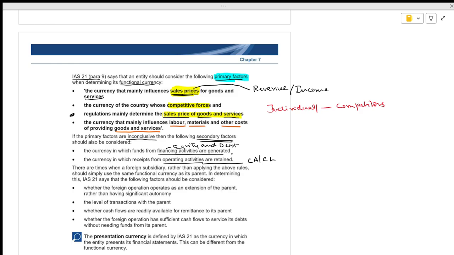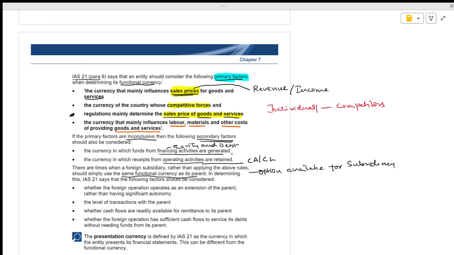operating activities are. There are times when a foreign subsidiary, rather than applying the above rules, simply uses the same functional currency as the parent. Fine. It's an option, is it right? It is an option available for a subsidiary.